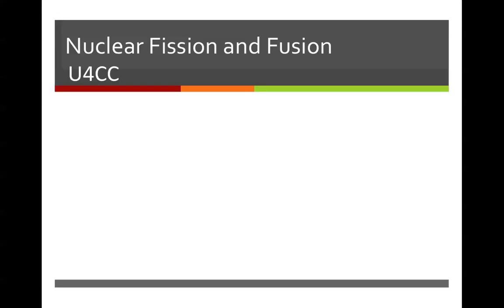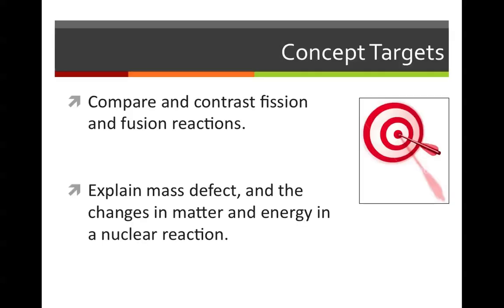In Concept C today, we're going to focus on two types of nuclear reactions, fission and fusion, and a little bit about their application. So your target for this lesson is to be able to compare and contrast fission and fusion reactions, whether it's just discussing the main points about them or actually analyzing different equations to figure out which is which. We're also going to be talking about something referred to as mass defect.